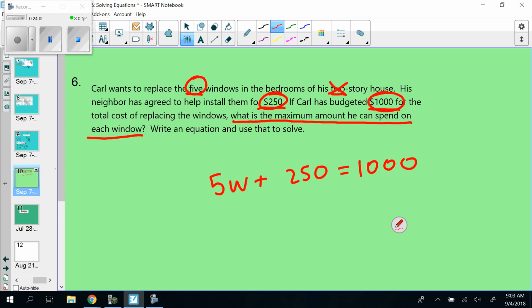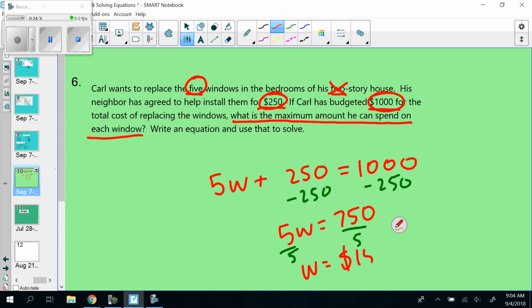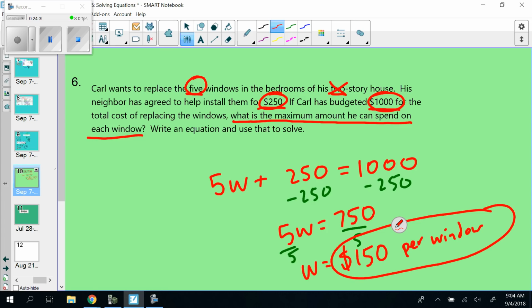Well, if we just subtract that cost, we know we have to pay the friend $250. That's leaving Carl with $750 to buy windows. If we divide that equally among the windows now, we can find out what he can spend on each window. So if you take $750 divided by 5, it looks like Carl can spend $150 per window. So that's an example of some solving here of an equation. All right, try the practice on your own.